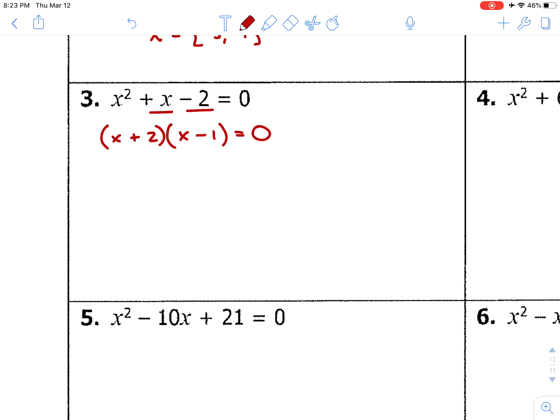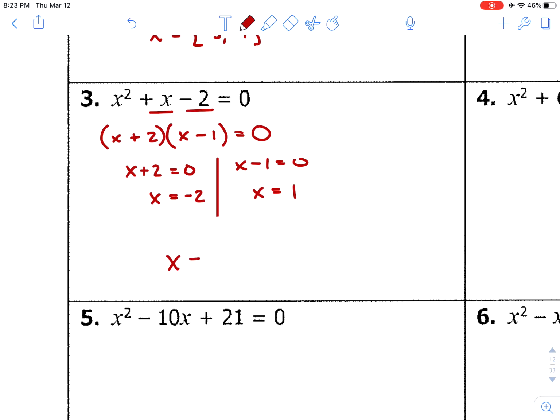Again, now that I have that completely factored, I can set each factor equal to 0. So we get x plus 2 equals 0 and x minus 1 equal to 0. And again, at this point now, I'm going to solve each individual linear factor. We're going to subtract 2 on the left. It's going to give me x equals negative 2. And I'm going to add 1 on the right, which is going to give me x equals positive 1. Again, when I write that in set notation, we're now going to have x equals, in curly brackets, negative 2 and 1.